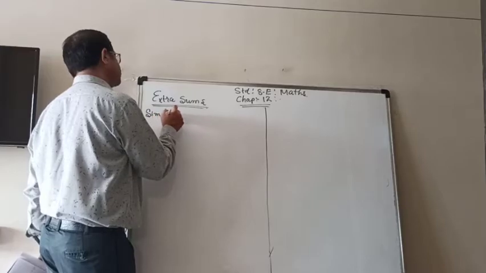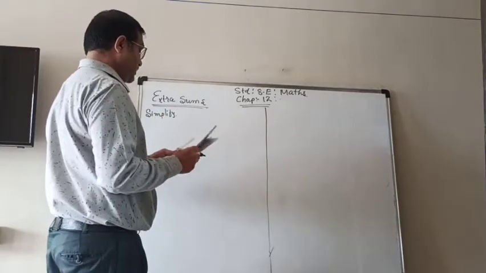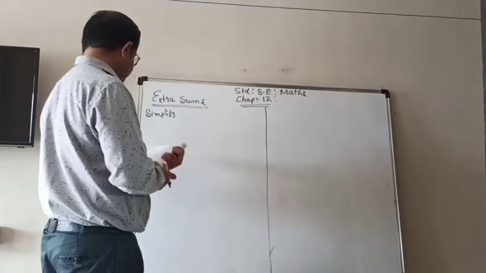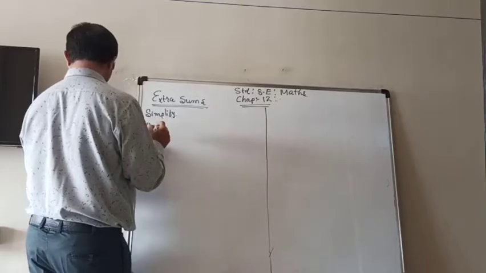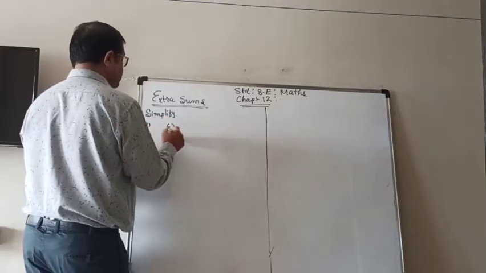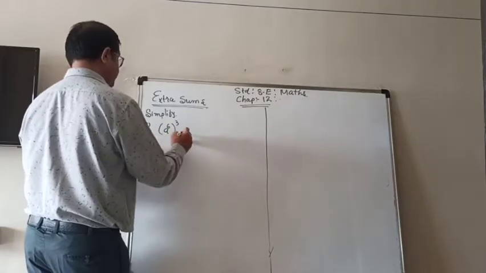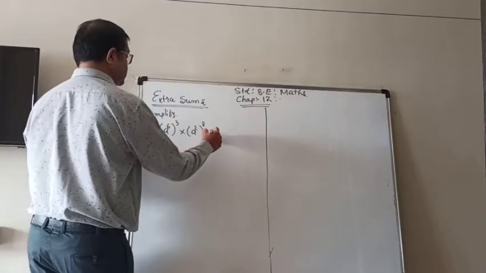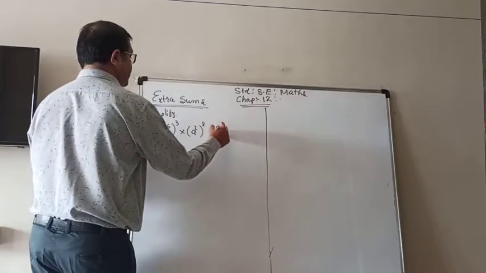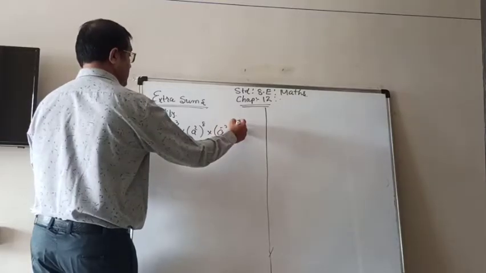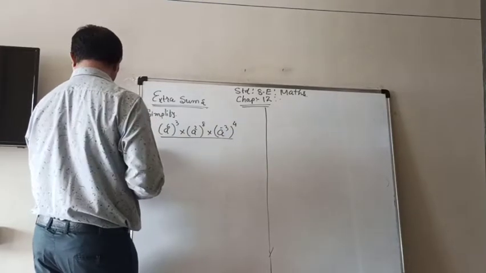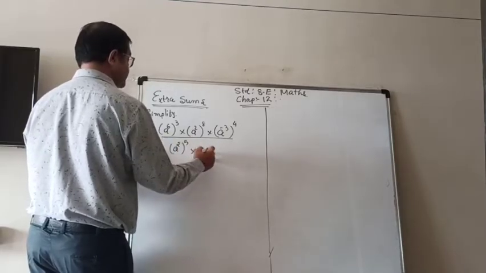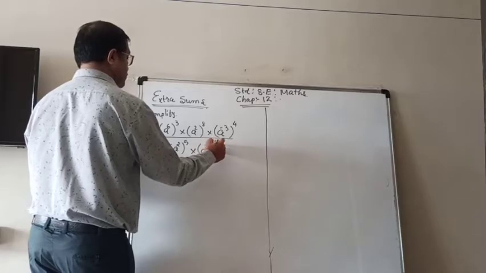Simplify. Here we are going to do the first one. a raised to 6, power 3, multiplied by a square, power 8, multiplied by a raised to minus 3, power 4, divided by a square, power 5, a raised to 5, power 2.